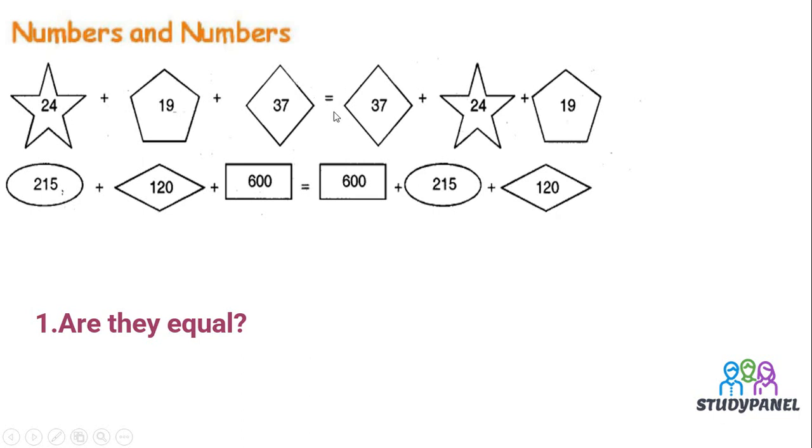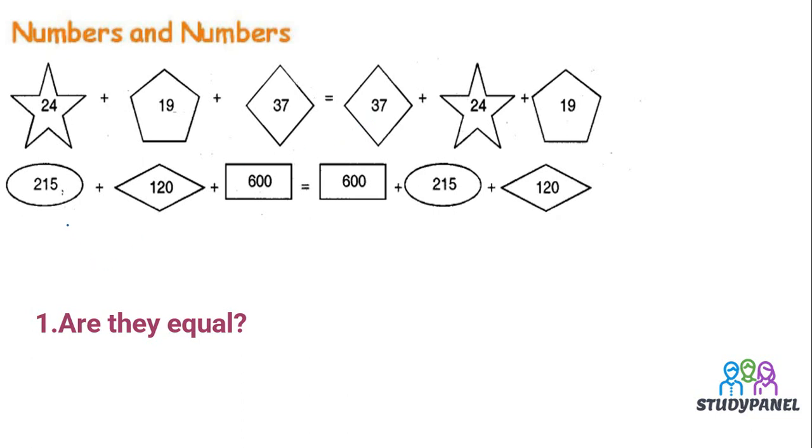Here is an equal to sign. Then here we can see 37, 24 and 19. That means these numbers are reshuffled and written as it is. Means if we change the order of any number, there won't be any change in the answer of that number.